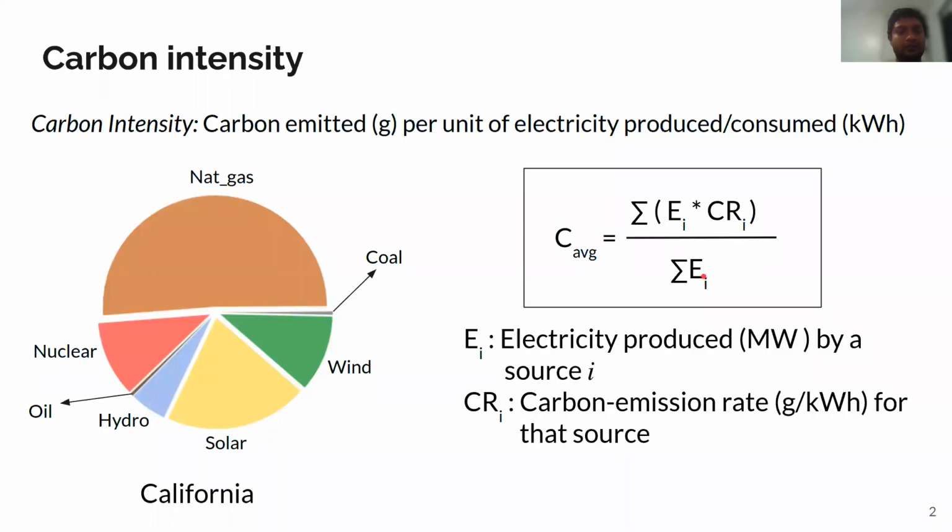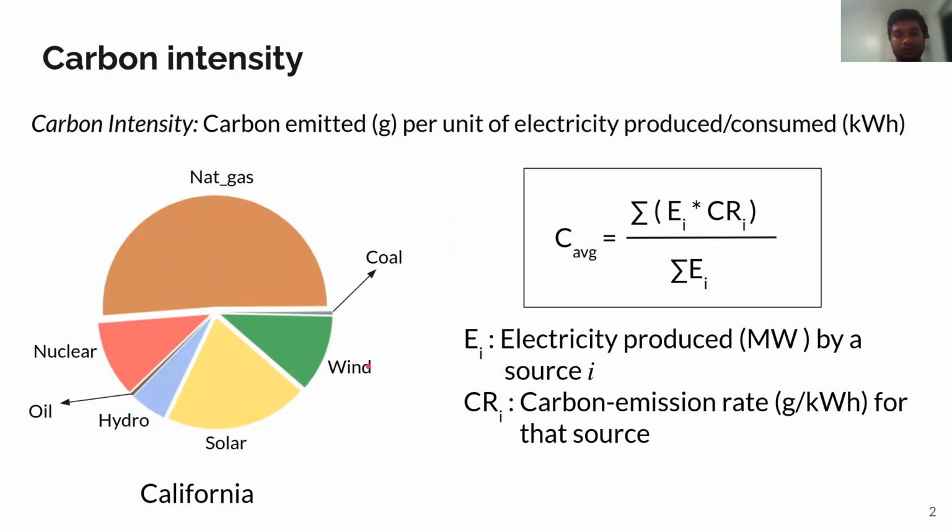First, let me start by defining carbon intensity. Carbon intensity is the carbon emitted in grams per unit of electricity produced or consumed. Generally, each region has a mixture of sources producing electricity. If you look to the left on the pie chart, we can see the sources producing electricity in California, as well as the fraction of electricity produced by each source.